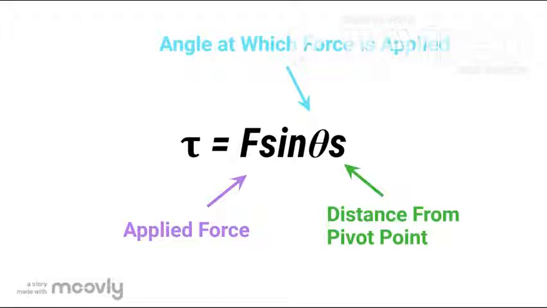As you do torque problems, you will find that force is not always perpendicular to the object. When it is, sine theta becomes sine of 90 degrees, or sine of pi over 2 radians, which equals 1, and has no effect on the rest of the equation, which is now basically torque equals Fs. But when the force comes at an angle, you have to incorporate the sine theta into the equation.